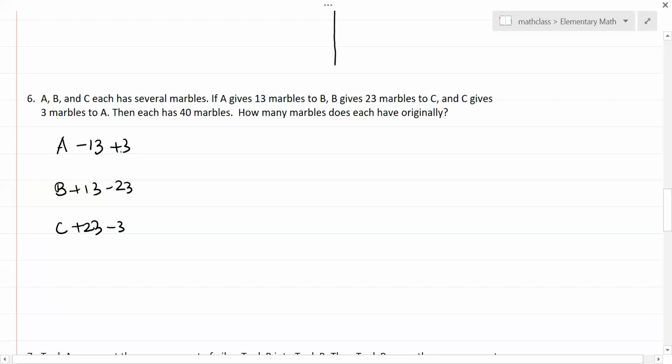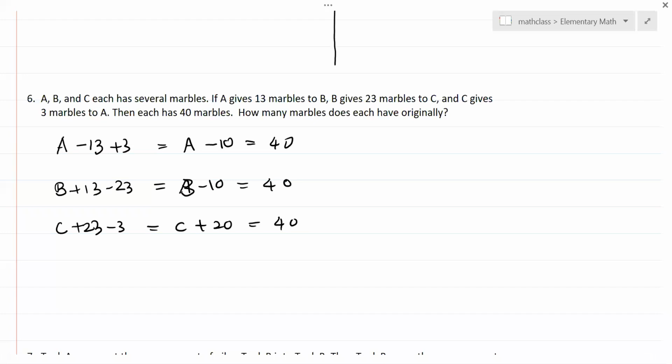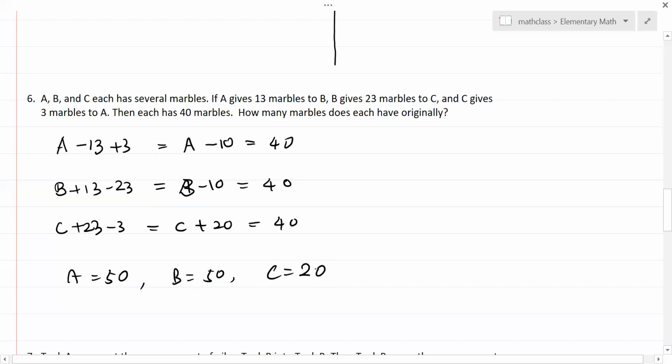So for each person, see how many marbles they get and how many they give away. After you modify each number, you get A minus 10 equals 40, B minus 10 is also 40, and C plus 20 equals 40. Okay, so now it's clear what A, B and C are. Solving the equations, A is going to be 50, B is also going to be 50, and C is going to be 20. So the total is 120. When they have equal marbles, 120 divided by 3 is 40. So you double check, that's correct.